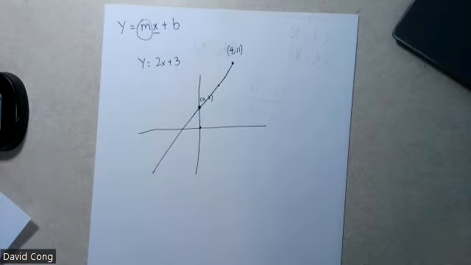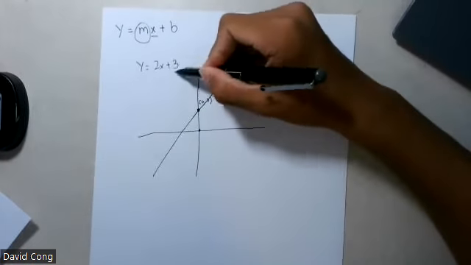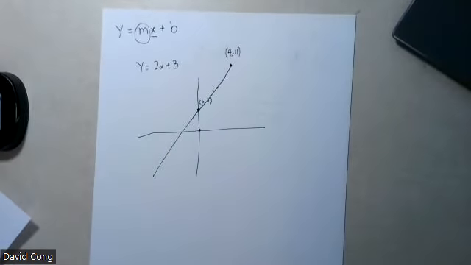Yes. So in this case, if you want to find the y-intercept, you plug in 0 for x. So 2 times 0 is 0, plus 3. So yes, we get our y-intercept as 3. And that's why this b is even here, because that is the y-intercept.